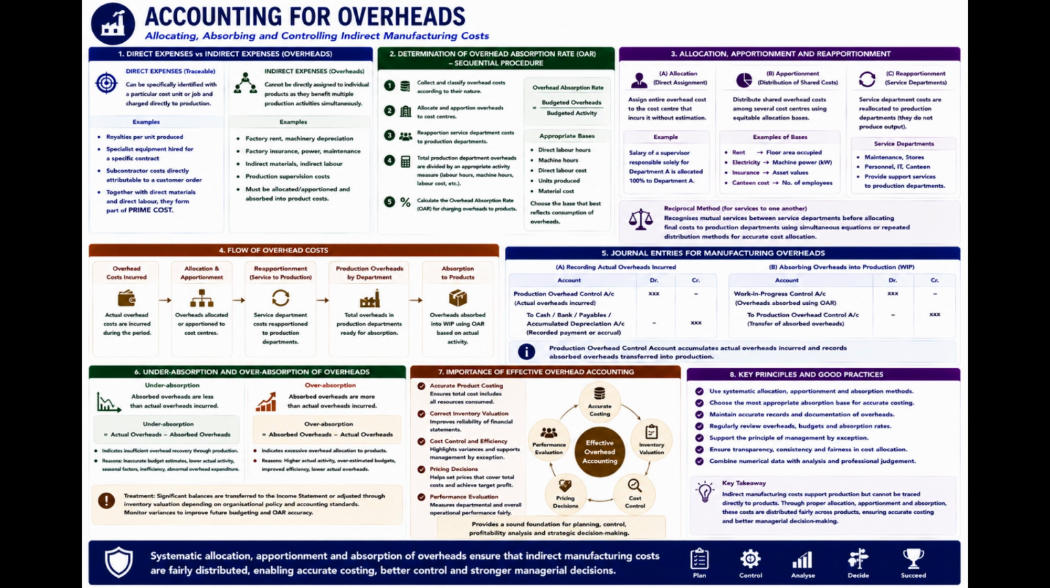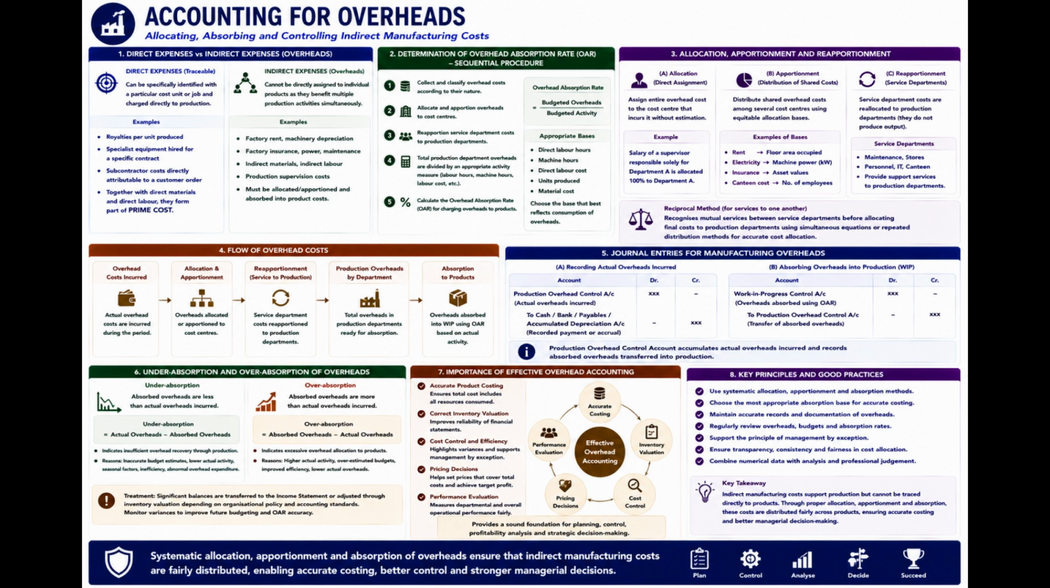First, overhead costs are collected and classified according to their nature. Secondly, overheads are assigned to cost centers through allocation and apportionment. Thirdly, service department costs are reapportioned to production departments where necessary. Finally, total production department overheads are divided by an appropriate activity measure, such as labor hours, machine hours, or direct labor cost, to calculate an absorption rate. The resulting rate enables overhead costs to be charged consistently to products based on actual production activity.